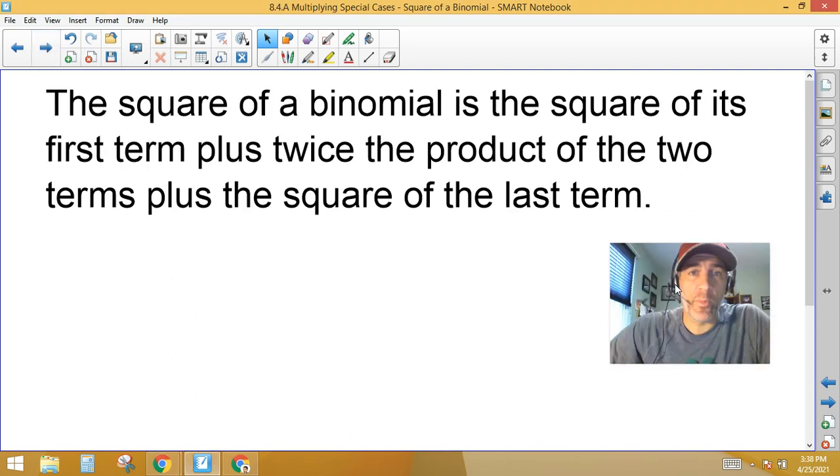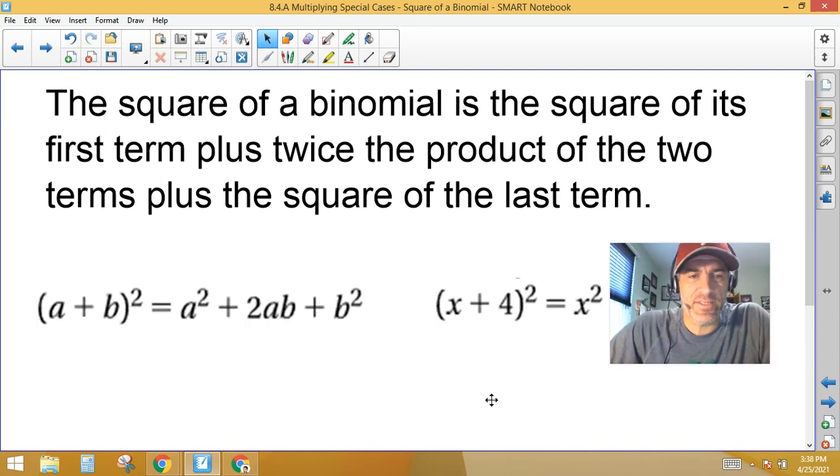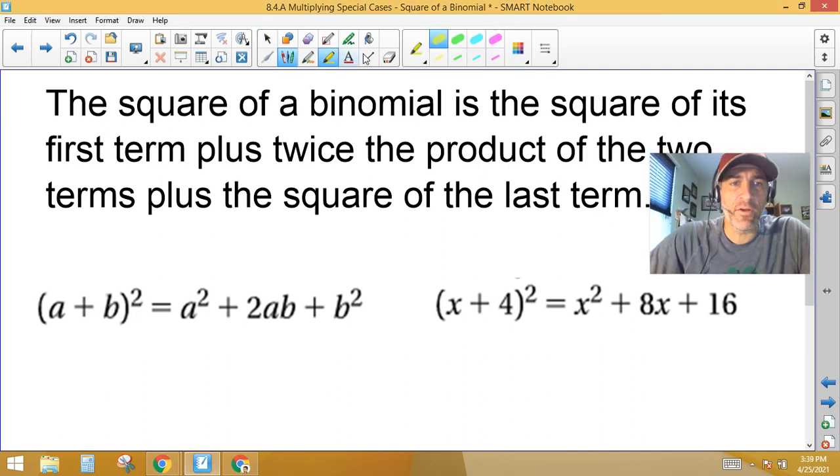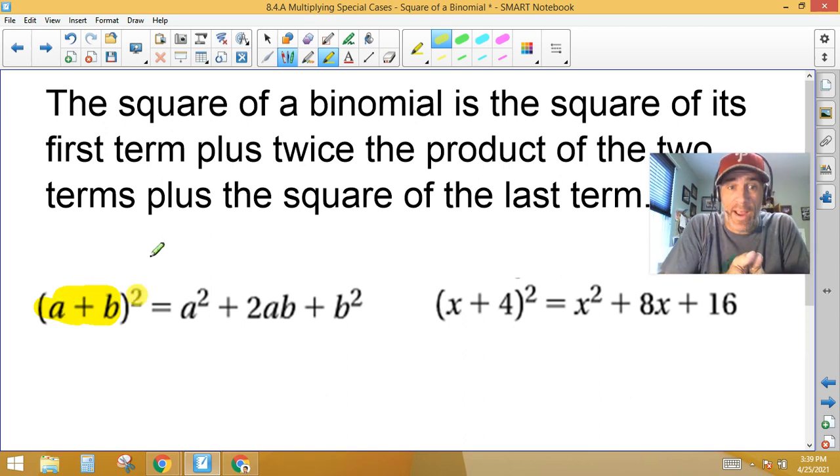The square of a binomial will be the square of its first term plus twice the product of the two terms plus the square of the last term. Now in words, that's like, what? But what it looks like algebraically and with an example is this. This right here is the square of a binomial. I have a binomial and I am squaring it. That is the square of a binomial.